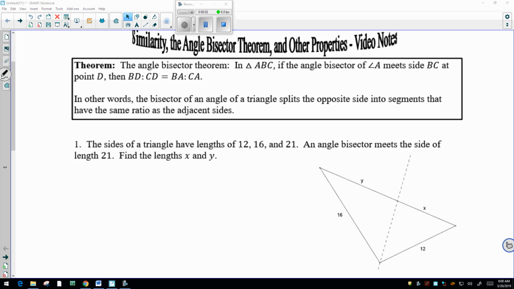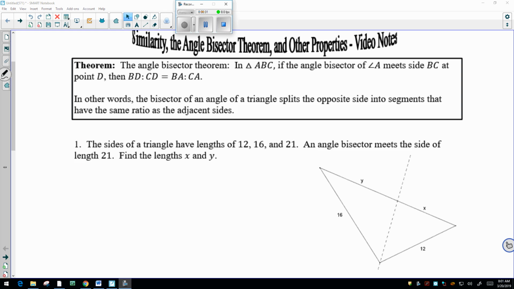So continuing in our topic of similarity, we're going to take a look at the angle bisector theorem and then some other properties that are going to come up along the way with our triangles. So first thing we're looking at is this angle bisector theorem. And it's telling us that first off we have to make sure we have an angle bisector. So the angle bisector of an angle meets the side across from it.